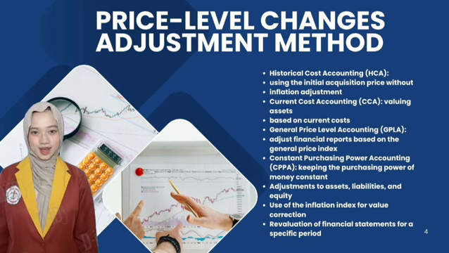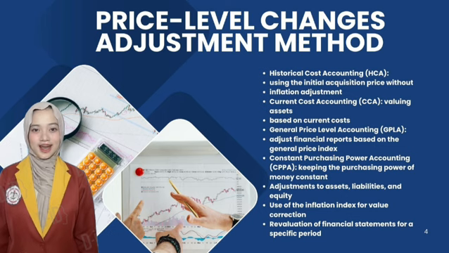The third method is general price level accounting, or GPLA, which is a method that adjusts financial reports based on the general price index, so that changes in purchasing power of money can be taken into account. The fourth method is constant purchasing power accounting, or CPPA, which is a method that keeps the purchasing power of money constant by using the inflation index as the basis for adjustment.